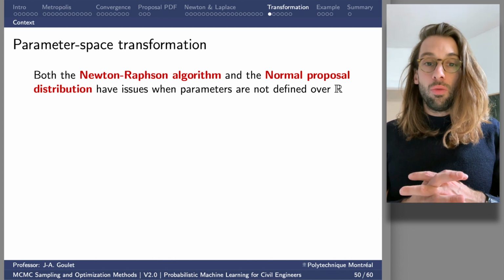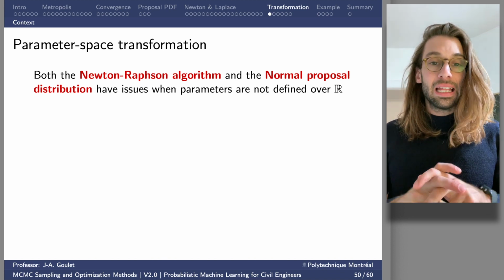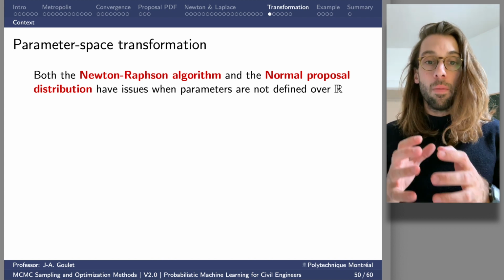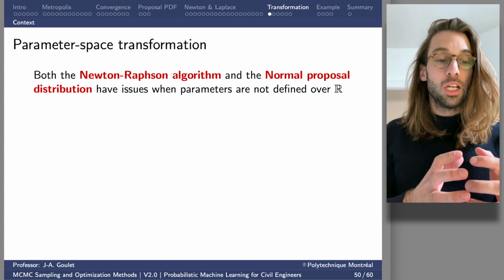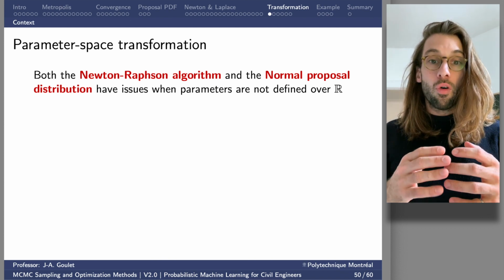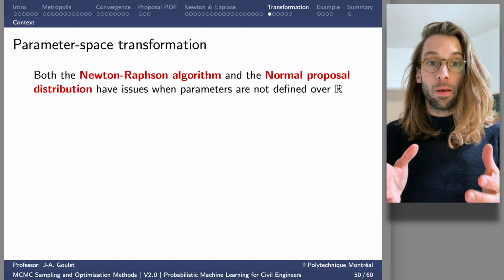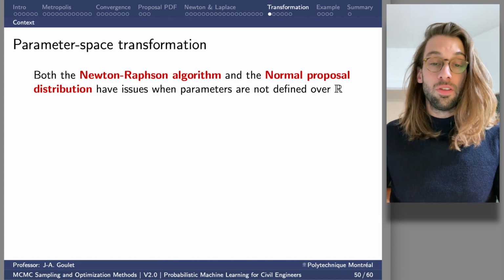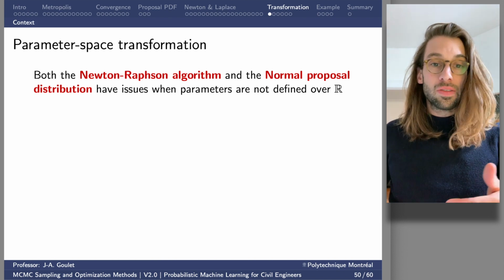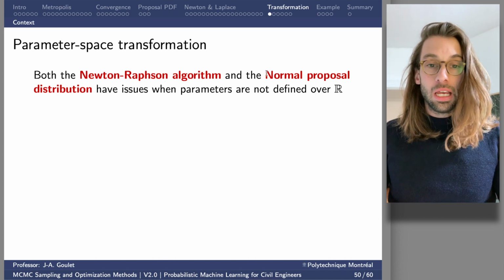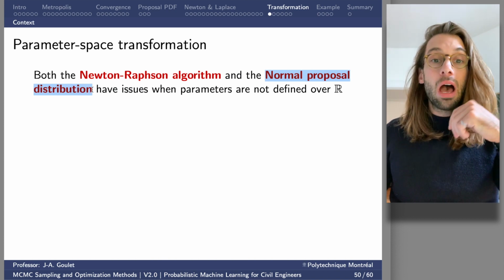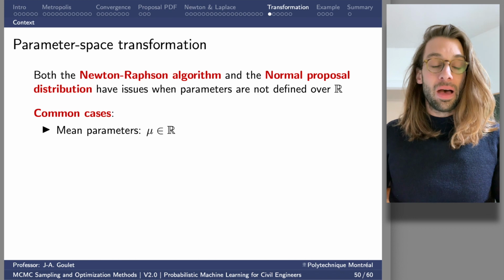Okay, one more issue we have overlooked so far is that in many domains we'll want to explore, either for Markov chain Monte Carlo or for optimization algorithms, spaces that are bounded. It means that they are not defined in the real space from -infinity to +infinity. So both the Newton-Raphson algorithm or any gradient-based optimization algorithm, as well as MCMC, by using, for instance, the normal proposal distribution, will have issues if the parameter space you're trying to explore is bounded, okay?